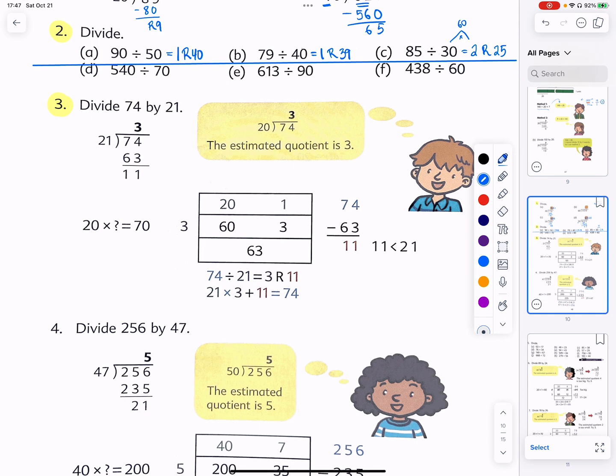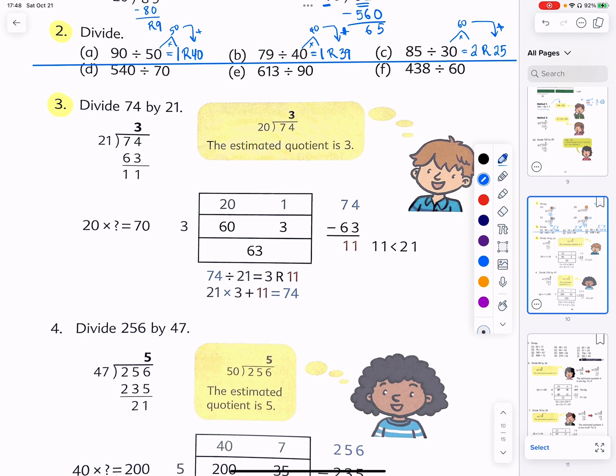Notice 40 times 1 is 40. 50 times 1 is 50. And then we add the remainder. That's how we know, using addition, that we got the correct answer.